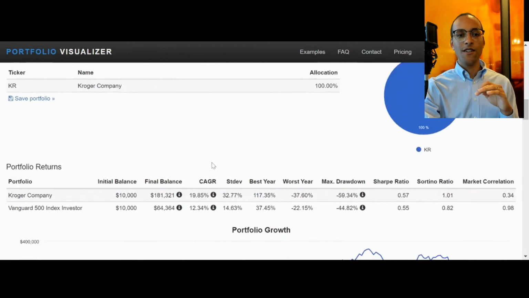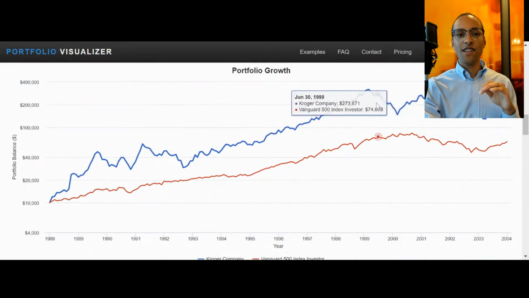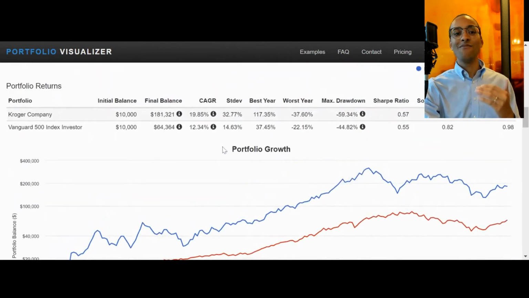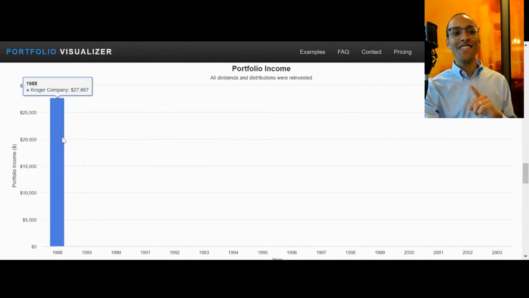So if we look at this portfolio, what happened? From 1988 to 2003, you would have actually gotten over a 19% annual rate of return from Kroger stock. So almost a 20% annual return, which is equivalent to turning $10,000 into $181,000. Like, this is a huge gain. Now, in contrast, the S&P 500 would have increased your money by sixfold from $10,000 to $64,000. So yeah, this is the portfolio income. Kroger only paid dividends that one time, and they paid this huge dividend. So you can see you would have gotten something like $27,000 immediately off of your investment.